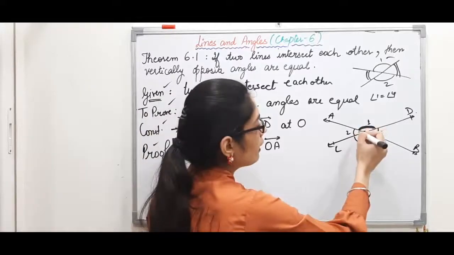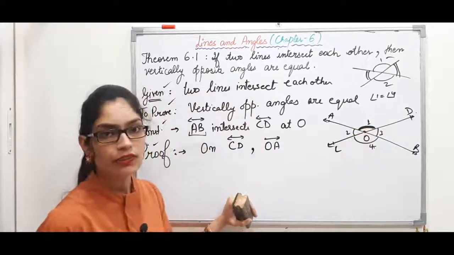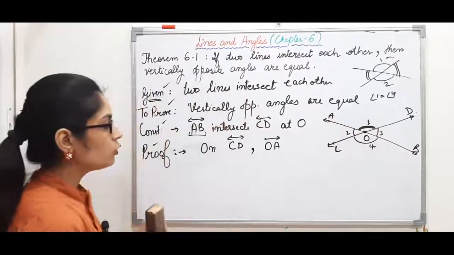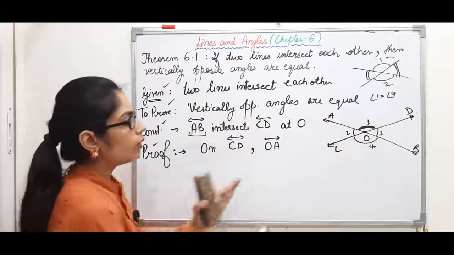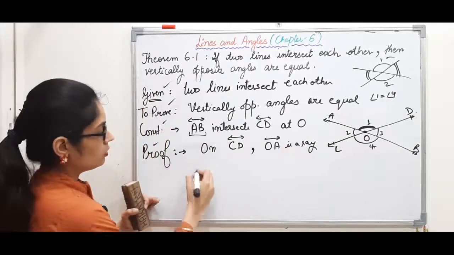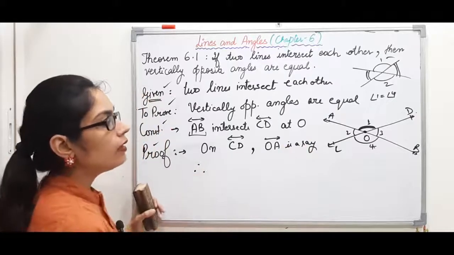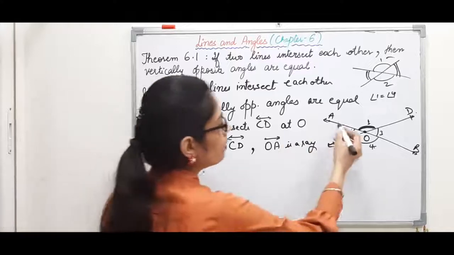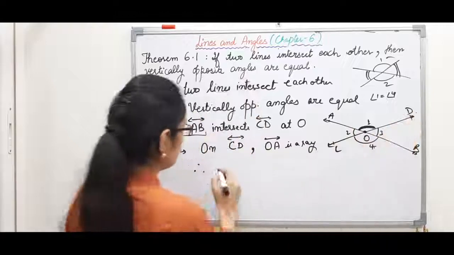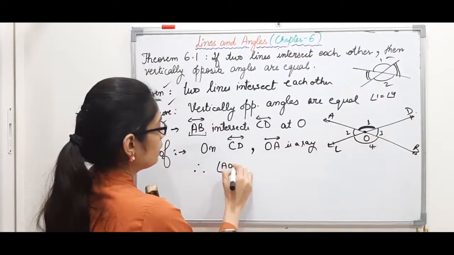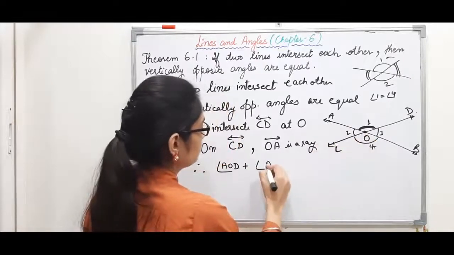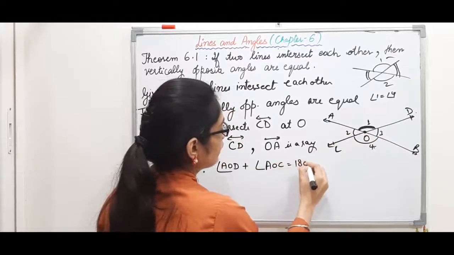See, angle 1 and angle 2, these are adjacent angles. These have a common vertex and a common arm. So we can use: on line CD, OA is a ray, therefore angle 1 plus angle 2. If you want full names, angle 1 is angle AOD, so we can write angle AOD plus angle AOC, it is equal to 180 degrees.